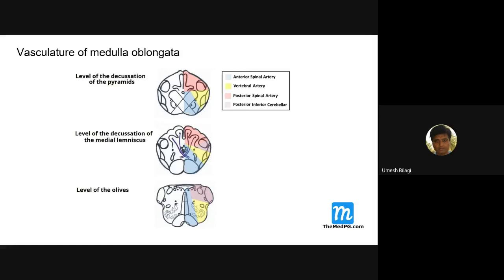That is in brief about the medulla oblongata blood supply. Any doubts here? Any doubts?